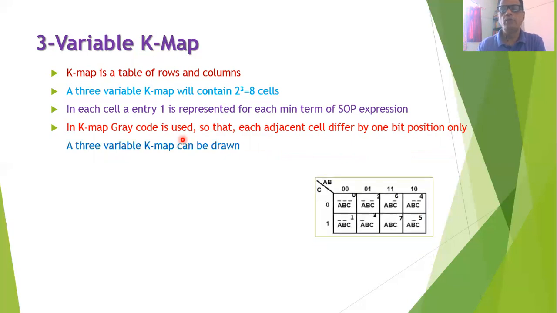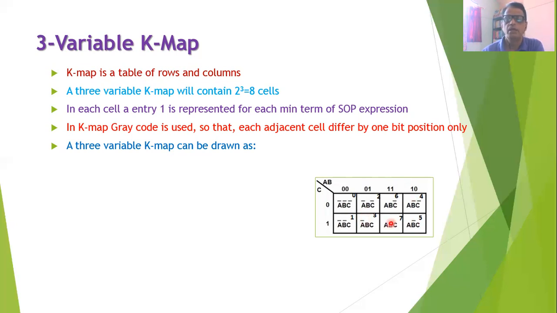Now, whenever we want to draw a 3-variable Karnaugh map, it can be drawn as shown in this diagram. A is the most significant bit, then B, and C is the least significant bit. So the possible values of AB are 00, 01, 11, and then 10, because here we are making use of gray code. And the possible values of C are 0 and 1.